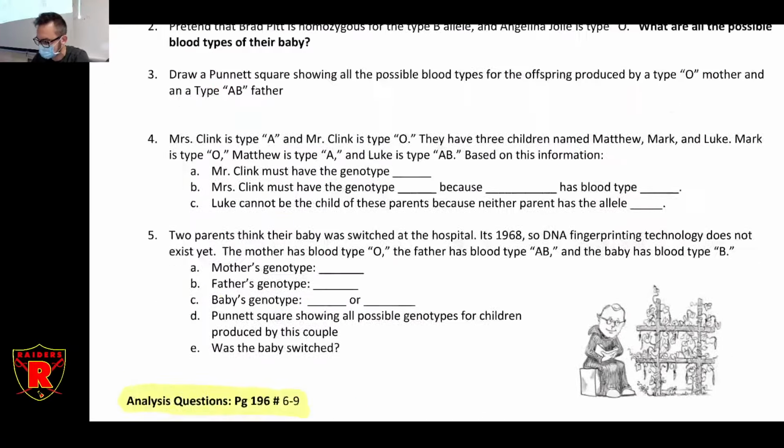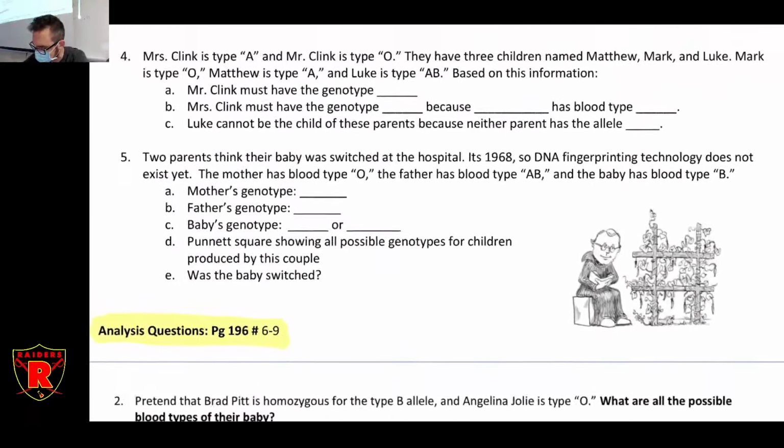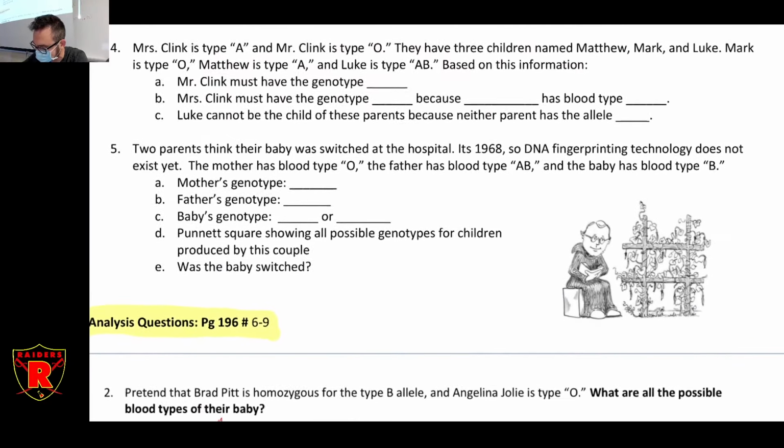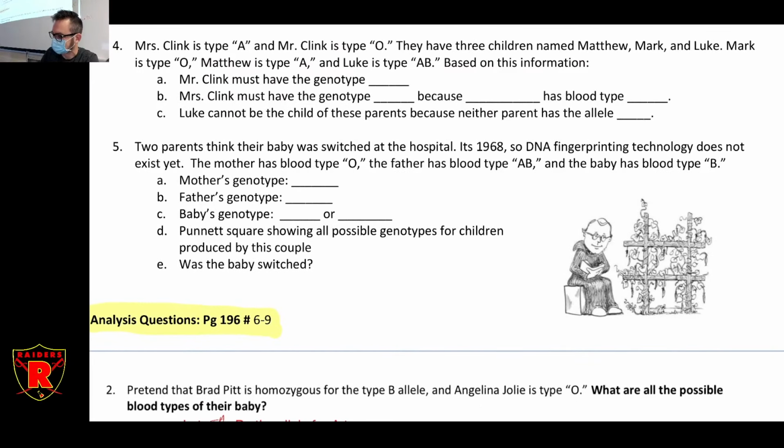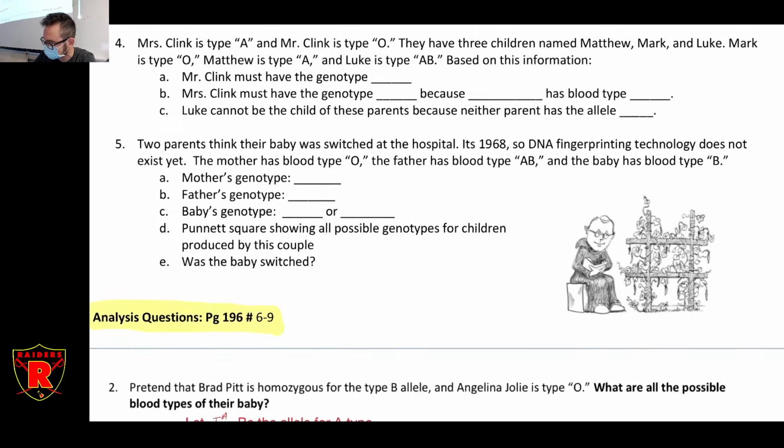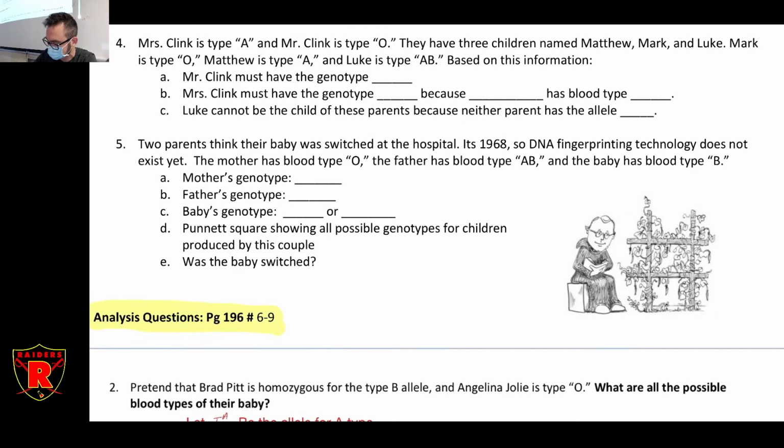Okay, I'm gonna run through these right now. So, ooh, Brad Pitt. This is a Miss Dick question. I borrowed this from her. Pretend that Brad Pitt is homozygous for the type B allele, and Angelina Jolie is type O. Oh, are they together anymore? No, definitely not. Whoops. That's awkward. Oh, that probably made Miss Dick very sad. What are all the possible blood types of their baby?